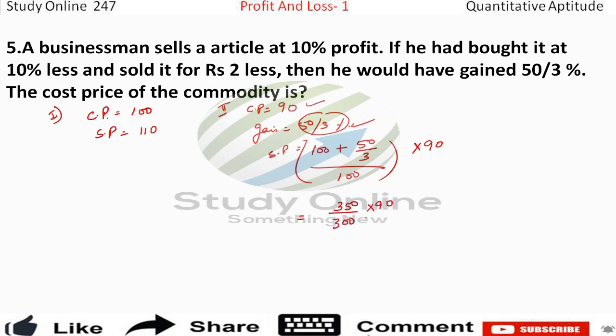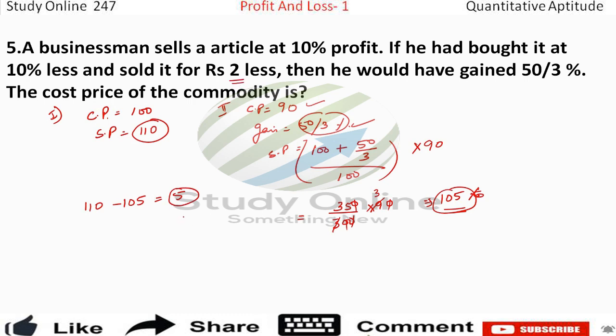So when we solve it, 3 1s are 3, 3 3s are 9, 35 3s are 105. 105%. Okay. The selling price is 105. Now, what is the difference between the two selling prices? The initial selling price is 110 and the final selling price is 105. So the difference between the two selling prices is 5. But actually the difference should be 2.